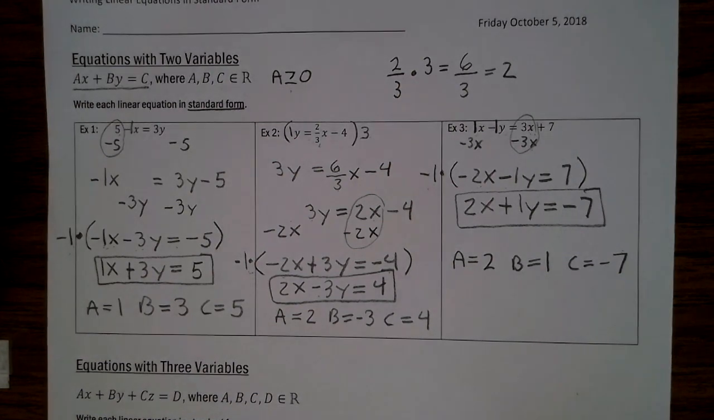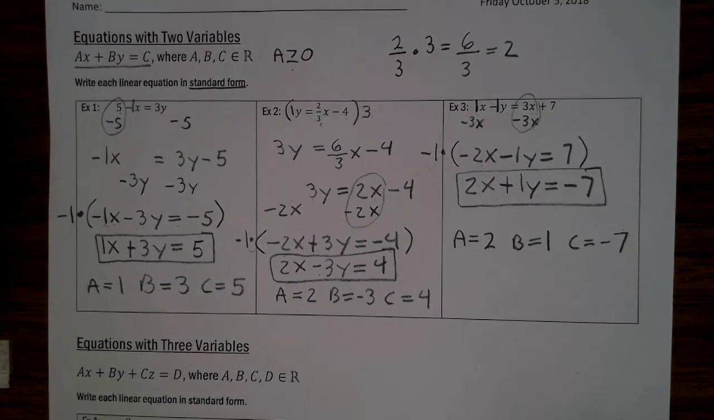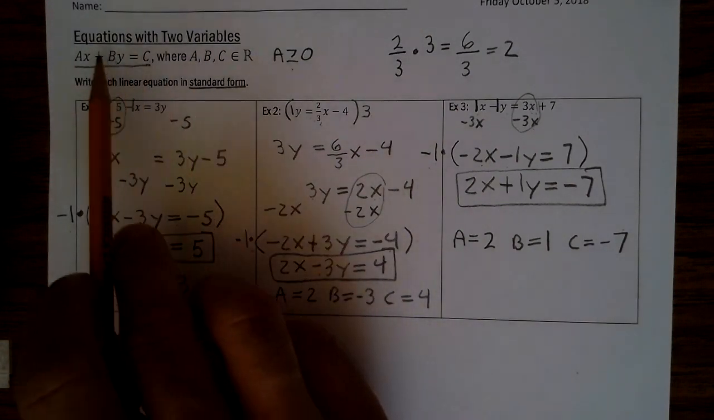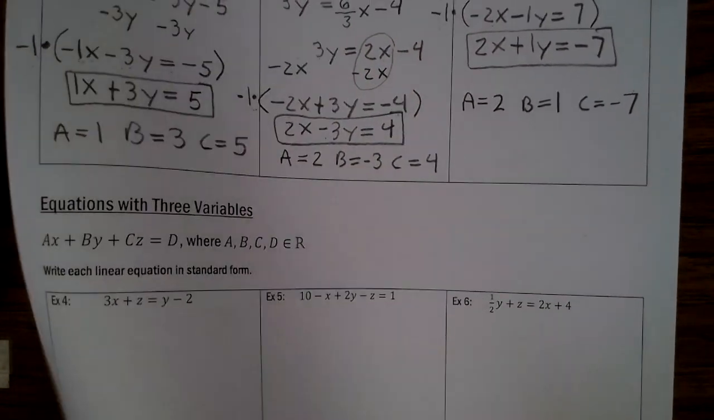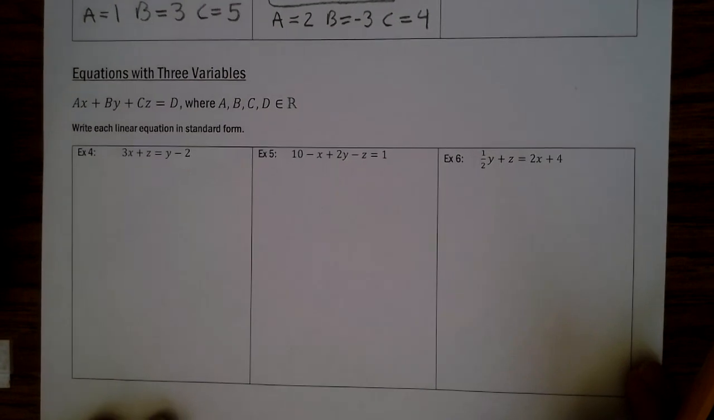All right, so go ahead and finish up example 1, 2, and 3. Now that's standard. Example 1, 2, and 3 are standard form with 2 variables. Now let's look at standard form in 3 variables. Okay, so again, standard form.